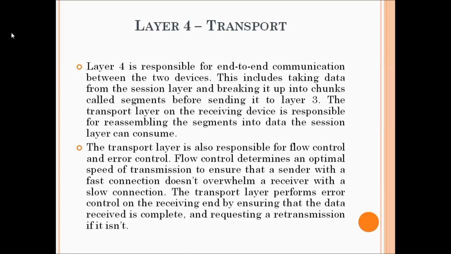The transport layer is also responsible for flow control and error control. Flow control determines the speed of transmission to ensure that a sender with a fast connection doesn't overwhelm a receiver with a slow connection. That means synchronization should be clear here, right? That is flow control. The sender has to send the packets in synchrony with the receiver.